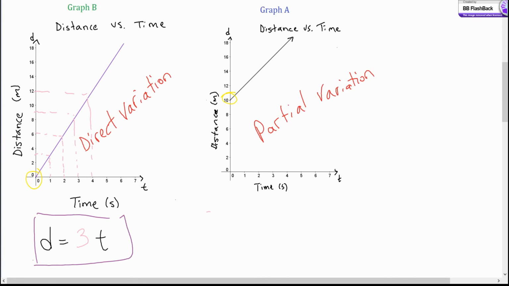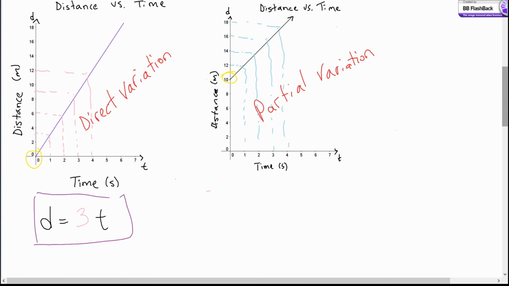Partial variation. So in this case, at 1 second, he's up to 12 meters. At 2 seconds, he's up to 14. At 3 seconds, he's up to 16. At 4, he's up to 18, and so on. So let's try to figure out an equation for this situation. We have a dependent variable of d. The distance depends on the time.